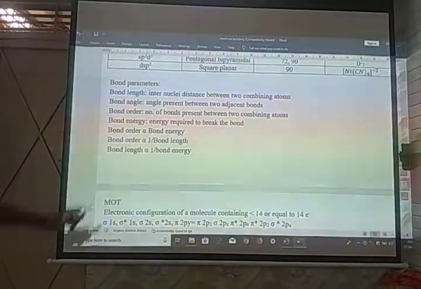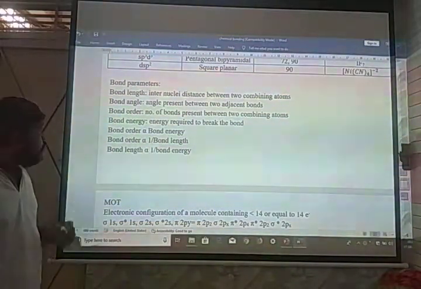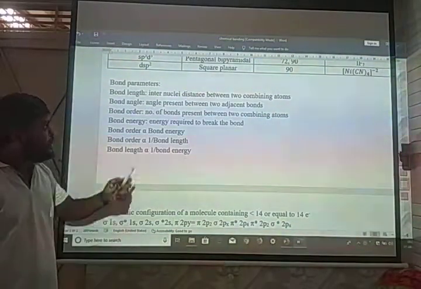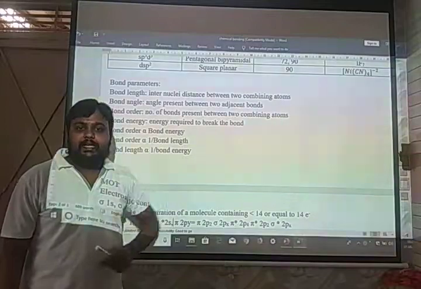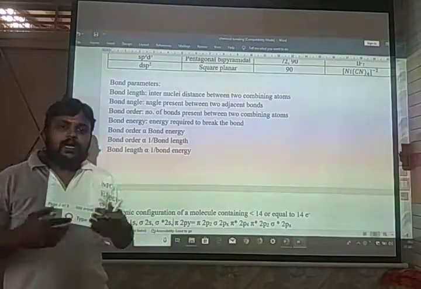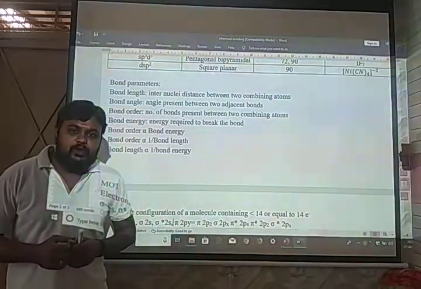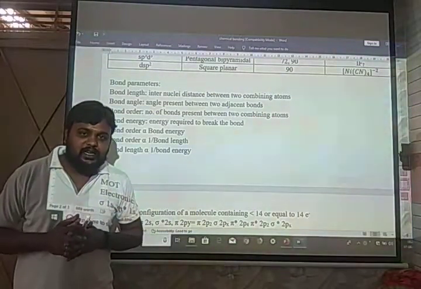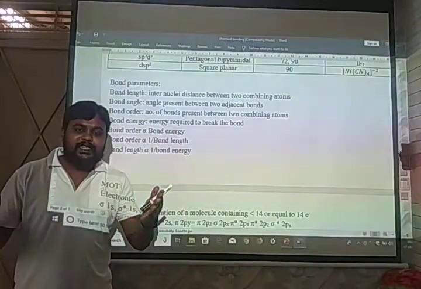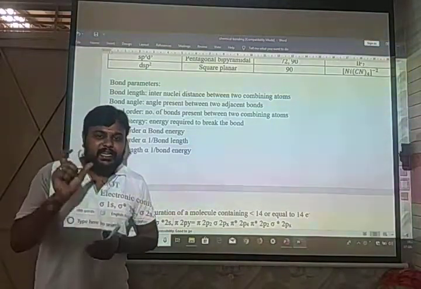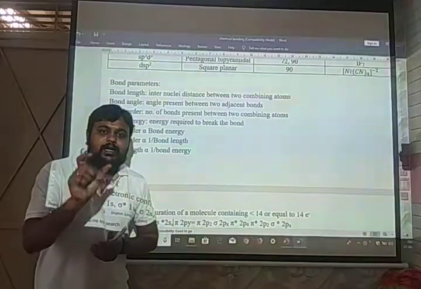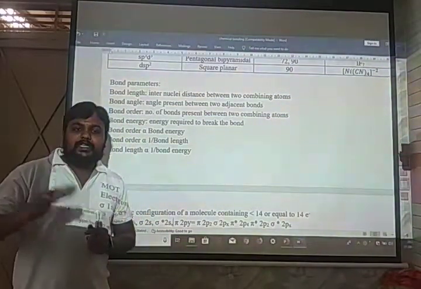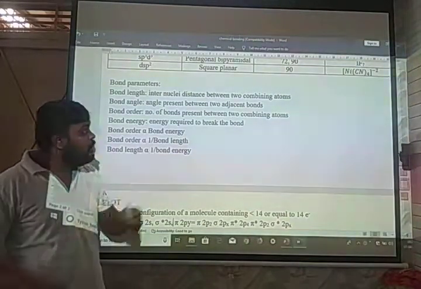Apart from that, we have so many bond parameters here. Bond parameters. So first one is bond length. Bond length is nothing but the internuclear distance between two combining atoms. We already know that a covalent bond is formed by combining two or more non-metals together. If you find the internuclear distance between the two combining atoms, that internuclear distance is nothing but bond length. Similarly, bond angle. The angle present between two adjacent bonds is called bond angle.